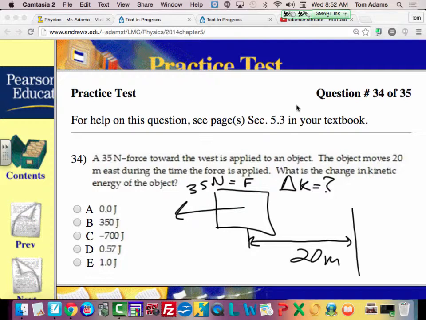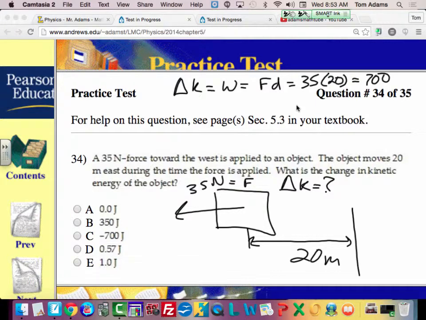So delta K is equal to the work done, and the work done is equal to the force times the distance. The force times the distance is 35 times 20. And if we multiply that out, that's 700. All right?